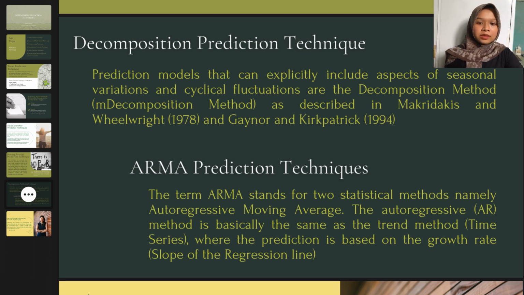Okay, number 5 is the ARMA prediction technique. The term ARMA stands for two statistical methods, namely autoregressive and moving average. The autoregressive, or AR, method is basically the same as the trend method or time series, where the prediction is based on the growth rate or slope of the regression line. However, there is a slight difference. Namely, the autoregressive model does not formulate an equation as a function of time, but in the form of an equation using a time lag for each data.